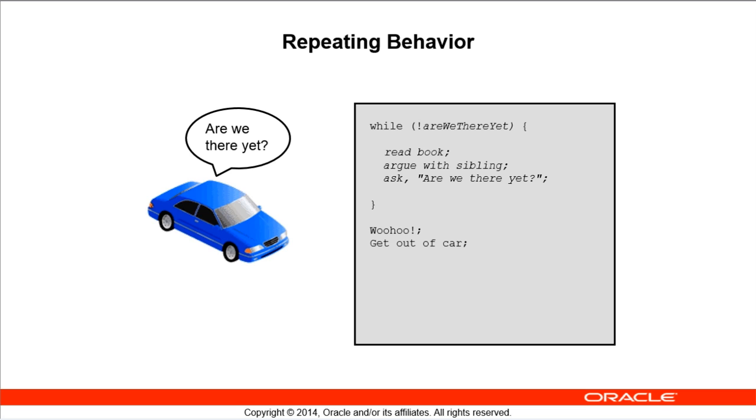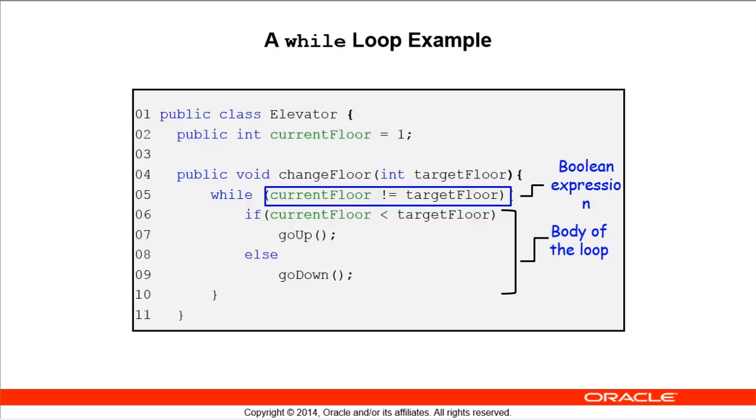Being there means that the condition is now true, so the condition not "are we there yet" is no longer met and the while loop is broken. The program continues and the lines woohoo and get out of car are processed.